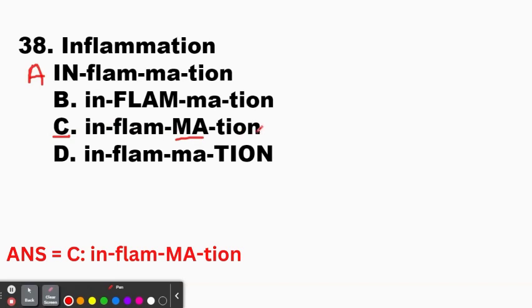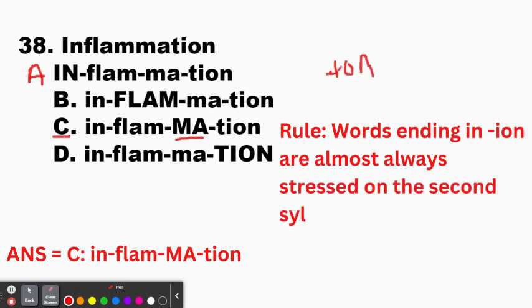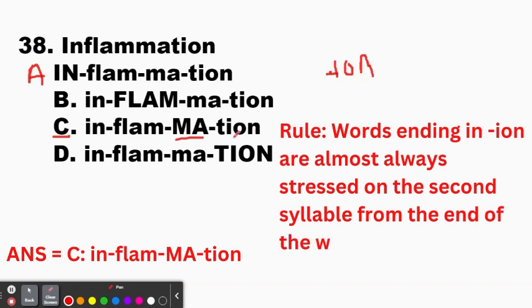The correct option is C, inflammation. And there's a particular rule that is applicable here. You know, polysyllabic words ending in ION are always stressed on the second syllable from the end of the word. And so when we count the syllables, 1, 2, 3, 4, so we have 4 syllables, and this is the second syllable. So this is where stress is placed. And that gives us C as the correct option because we have applied this rule.